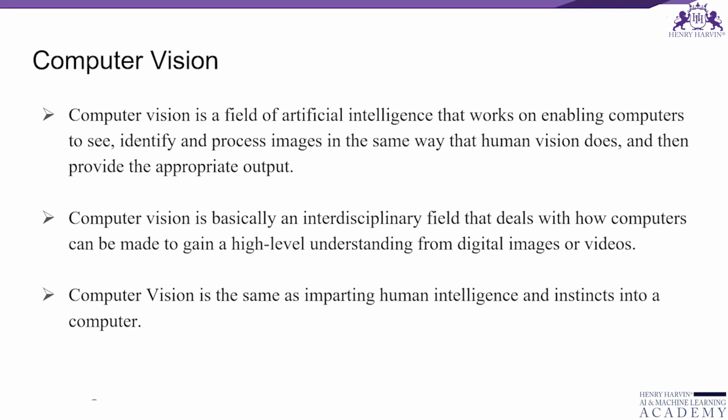Computer vision is a field of artificial intelligence that works on enabling computers to see, identify, and process images in the same way that human vision does, and then provide the appropriate output. It is basically an interdisciplinary field that deals with how computers can be made to gain a high-level understanding from digital images or videos. So it is the same as importing human intelligence and instincts into a computer.